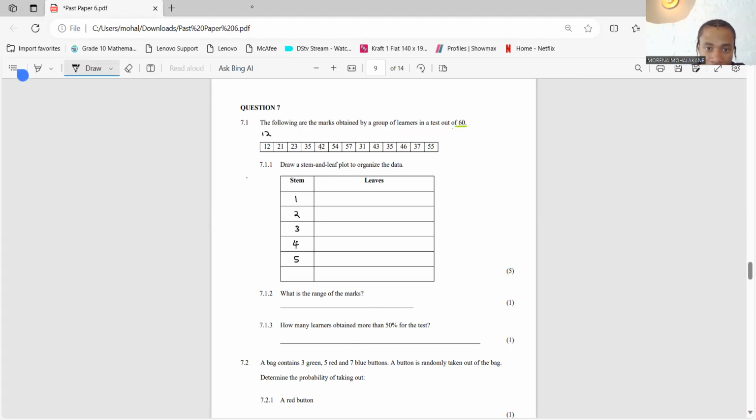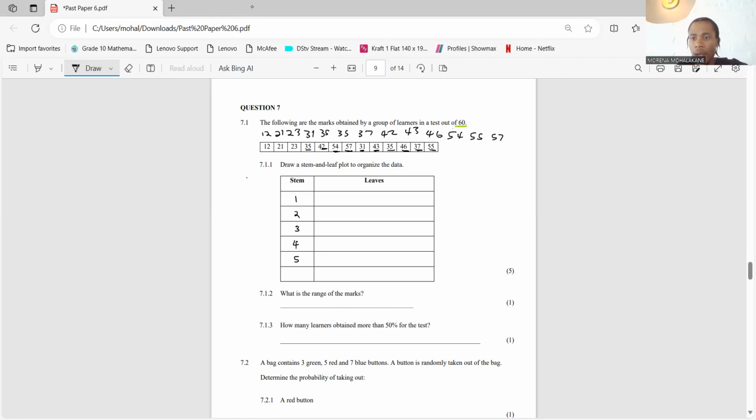So 12 is the first one. Then 21, 23, then I have 31, then 35, then 37, then 42, and then 43, and then 46, and then 54, and then 55, and 57. There we go.